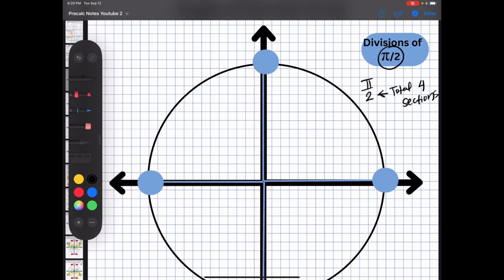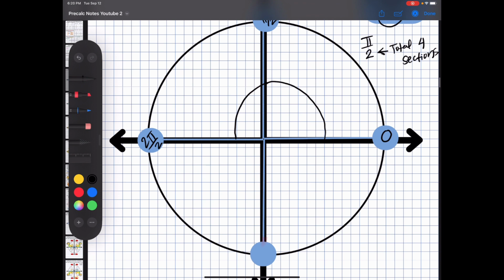So if I start at 0 and I move 1, this is 1 pi over 2, 2 pi over 2, 3 pi over 2, and 4 pi over 2.